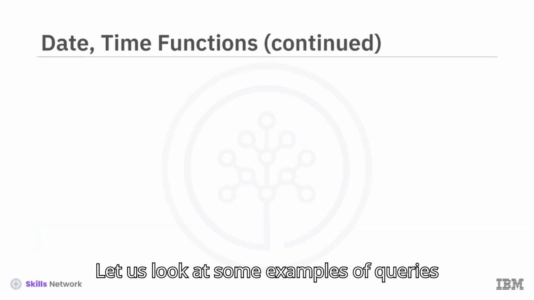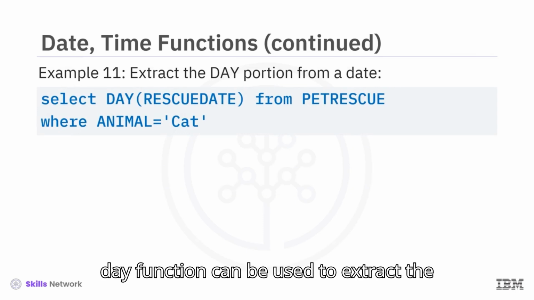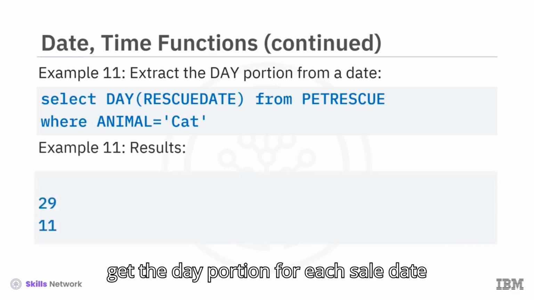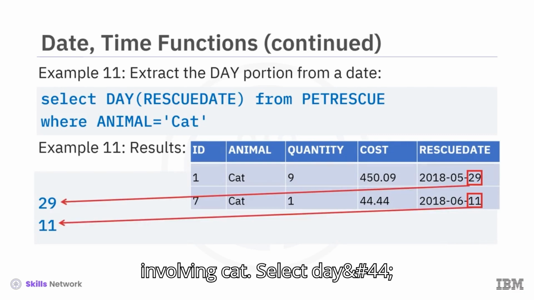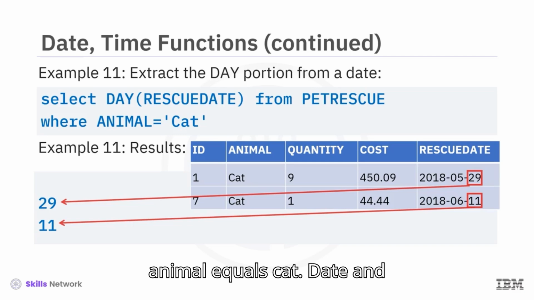Let us look at some examples of queries for date and time functions. The day function can be used to extract the day portion from a date. Example: get the day portion for each sale date involving cat. Select day, rescue date, from pet rescue where animal equals cat.